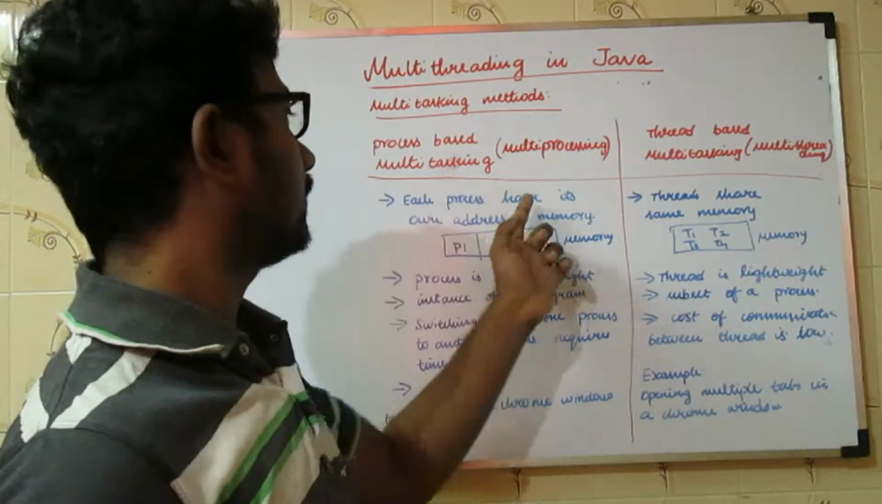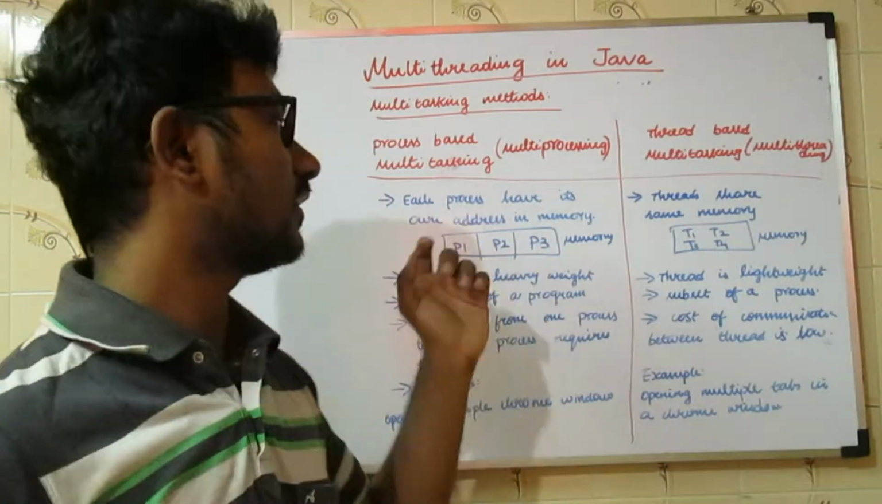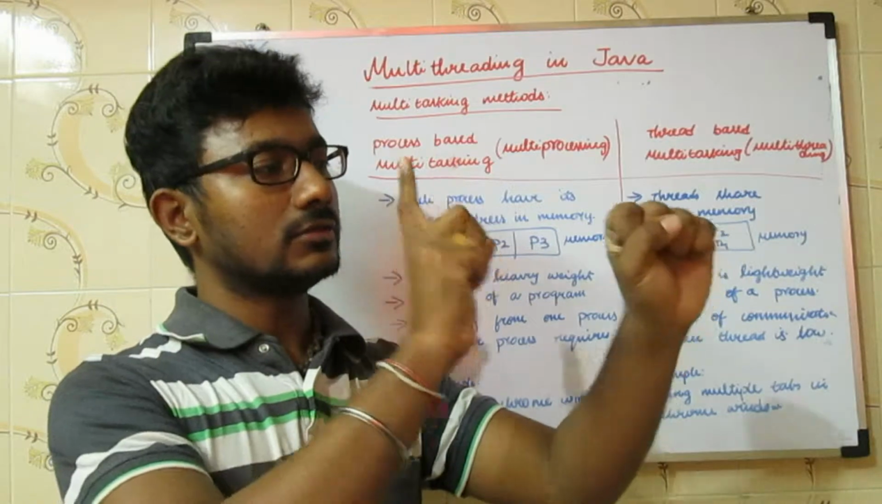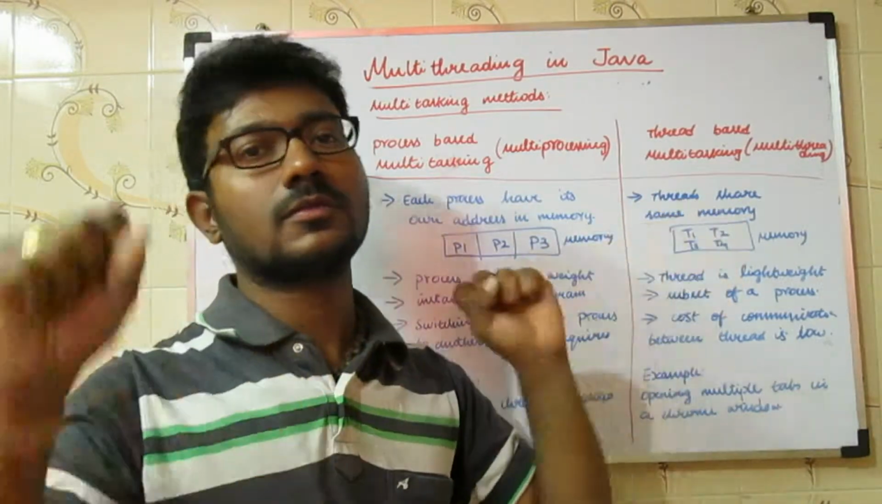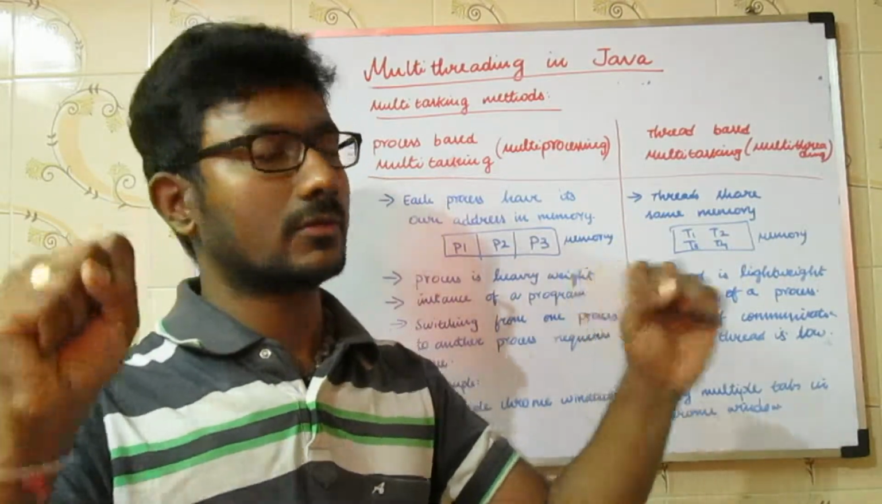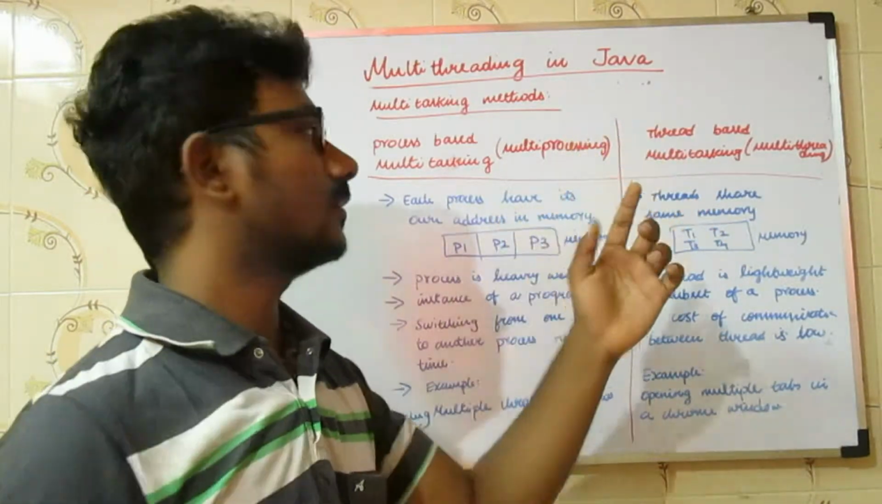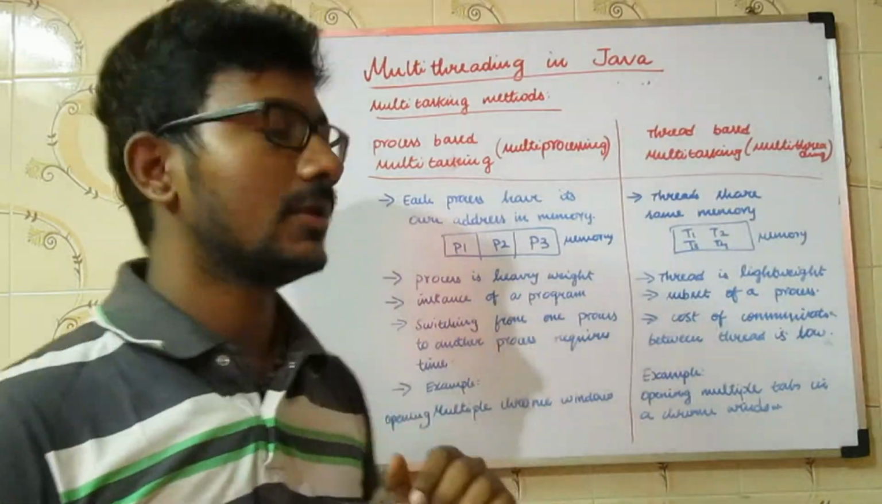And then each process has its own memory, own address in memory. So this process has its own memory address, this process has its own memory address. But threads share the common memory. Threads share the same memory.